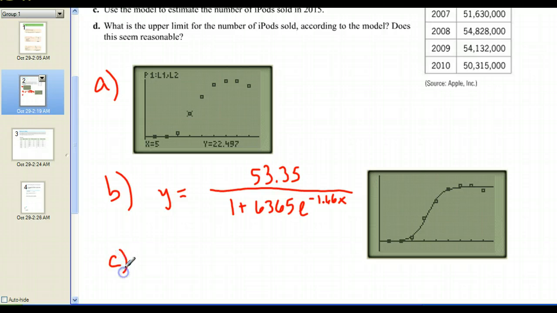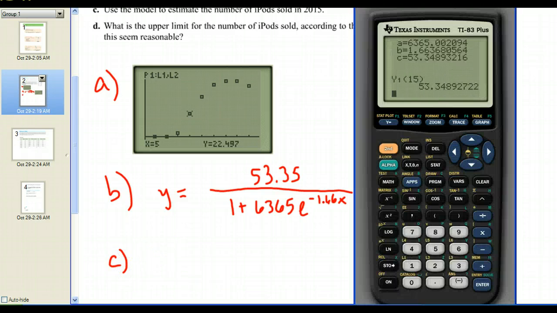Let me plug that in here real quick. 53.349.